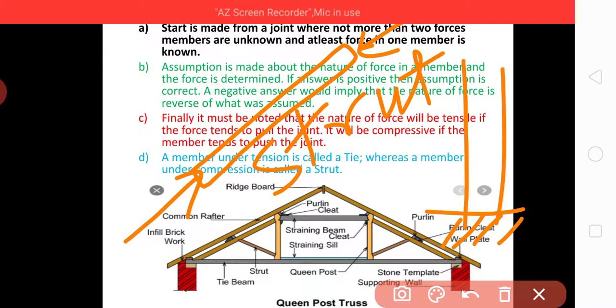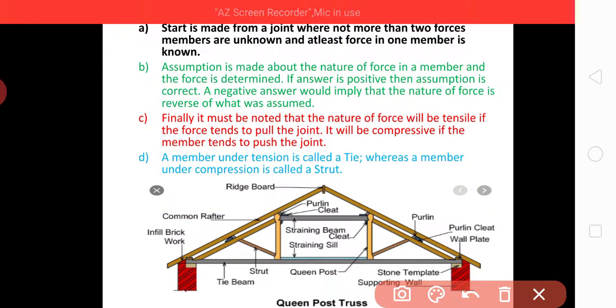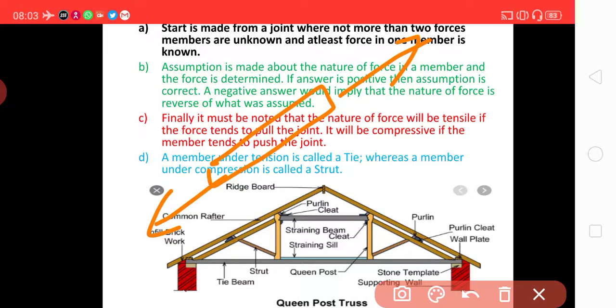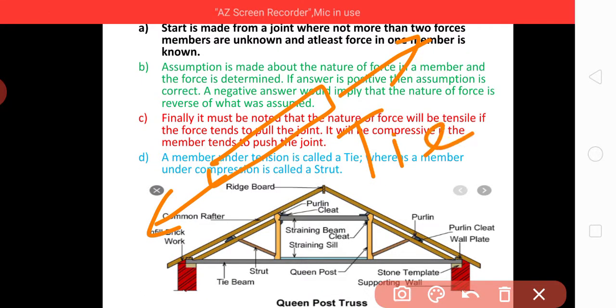Any member that has pulling forces on it, that is tensile force, will be called a tie. Now, I can give you a practical example. You might have seen in your villages the trailer or harrow being tied with the tractor.